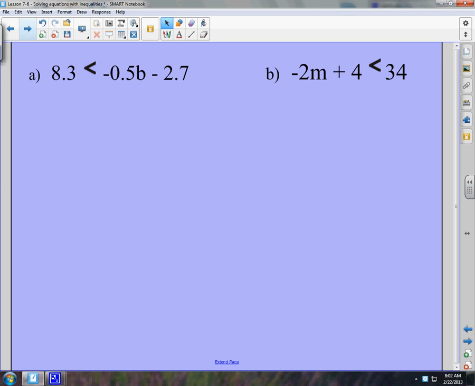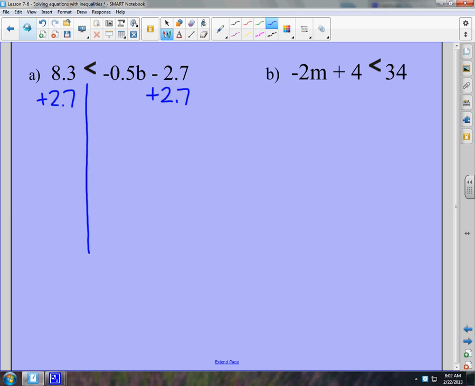Okay, so try these two. One has decimals, one is normal. All right, so first I'm going to add 2.7 to both sides. So then this becomes 11 is less than negative 0.5b. So then I'm going to divide by negative 0.5.